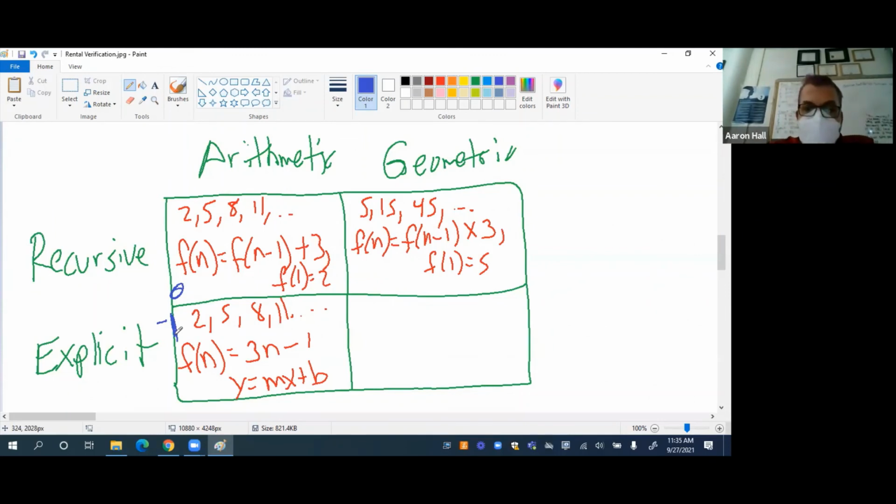Okay, what about geometric? Geometric, let's do the same one. We have this 5, 15, 45. F of n equals. So how did we get from one step to the next? Right, f of 5.